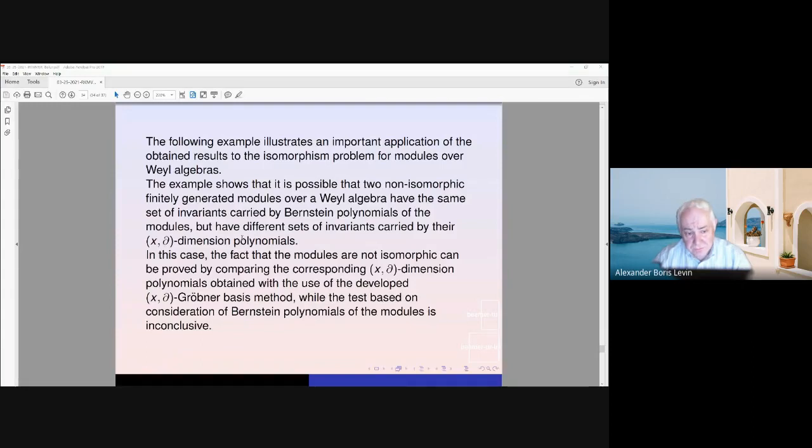And the last thing I want to show is that these bivariate dimension polynomials can serve as a solution of the so-called isomorphism problem. So you have two modules over wild algebras. You want to see whether they are isomorphic. Let's look at this.